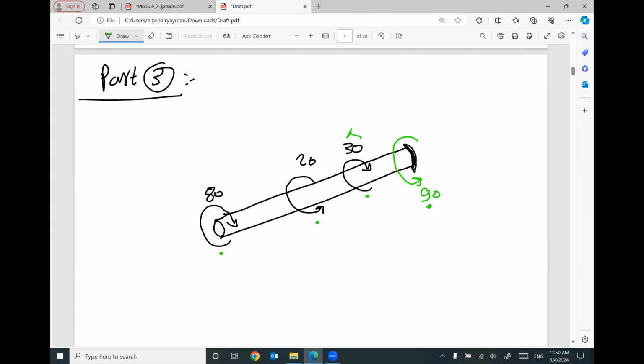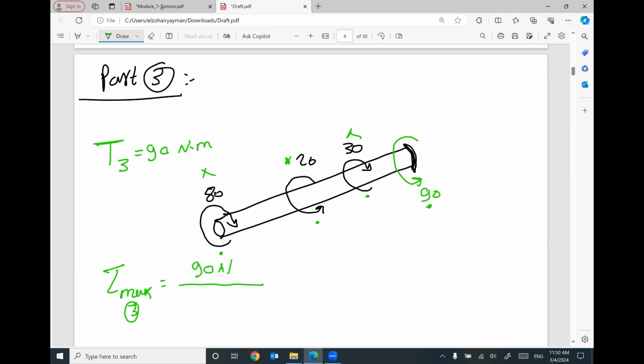So 30 and 80 in the same direction will be added together, 110. 20 with 90 in the same direction. So the whole shaft or the whole part will be in equilibrium. So the torque in part number 3 equals 90 Newton meter. So the maximum shear stress in part number 3 will equal the applied torque in this part, 90.